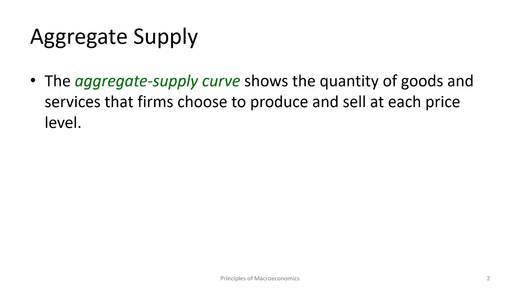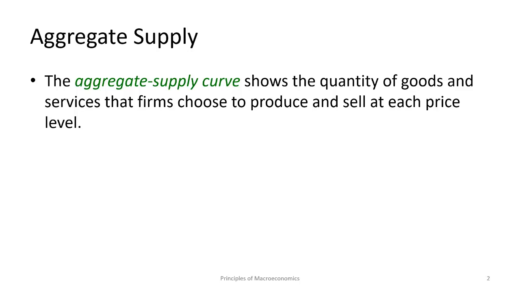So here's a definition of aggregate supply. Aggregate supply shows the quantity of goods and services that firms choose to produce and sell at each price level. So basically you look at the average price in the economy and you figure out how much firms are willing to sell at that average price.